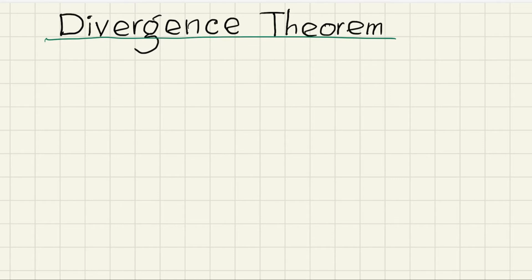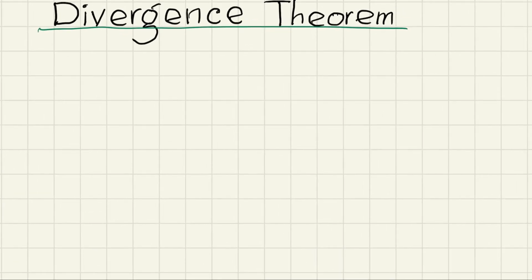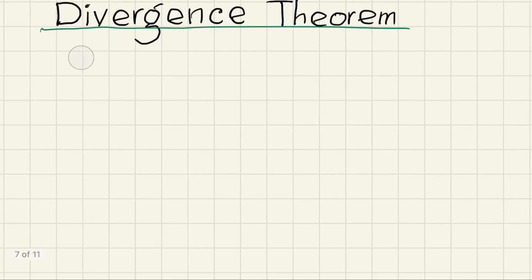The next fundamental theorem that we are going to describe is called the divergence theorem. So if we are given a vector function V, then the divergence, of course, is... Now, remind you, what does divergence physically mean?